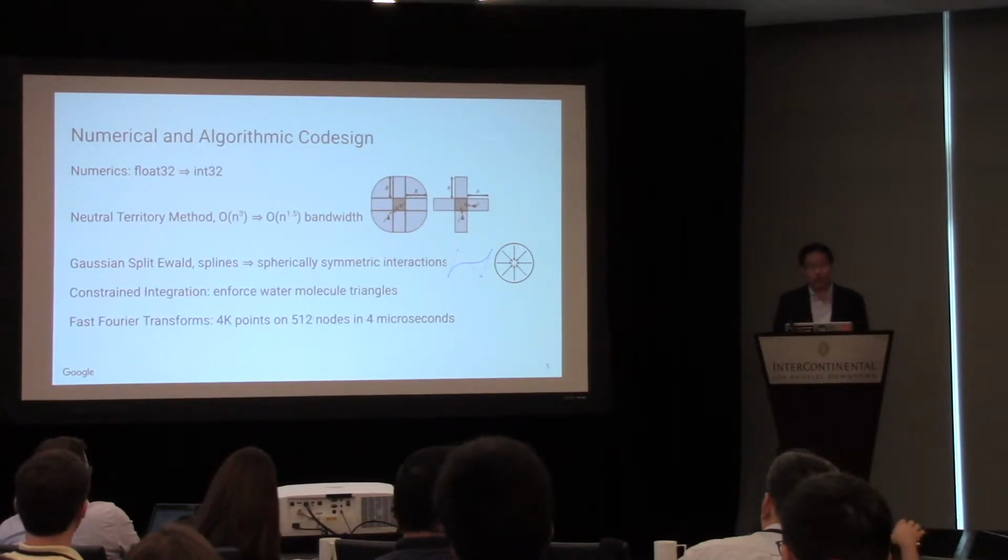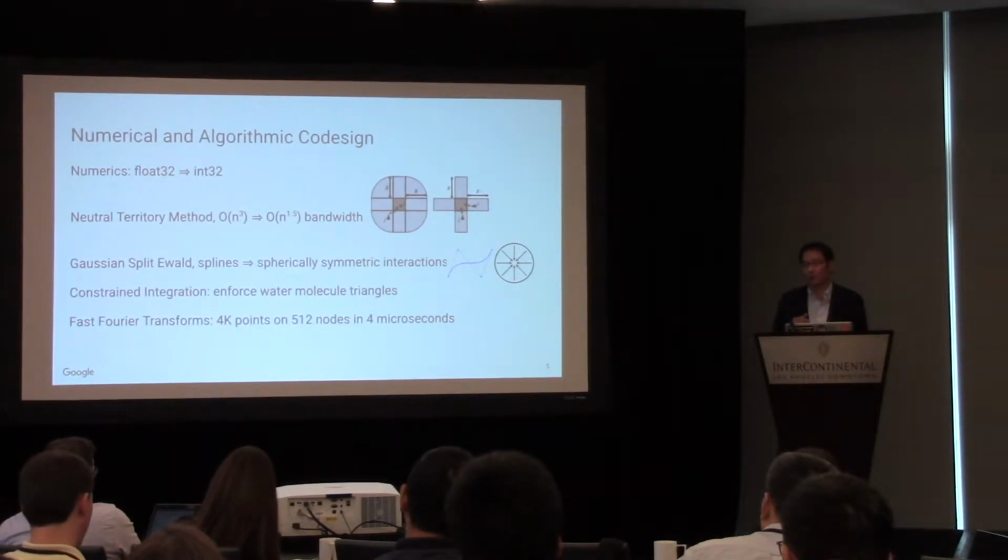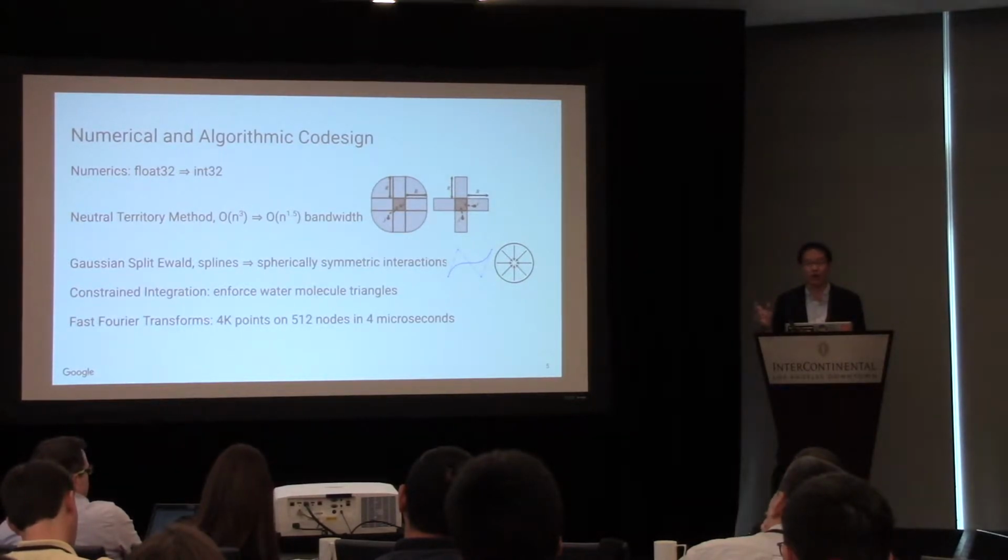Another example is constraint integration. It turns out that it helps you in these simulations to make water molecules look like rigid triangles. That's a calculation that turned out to be most efficient on general purpose cores. So we put general purpose cores into our machine.